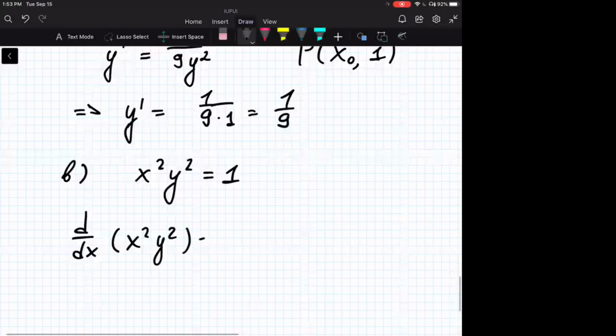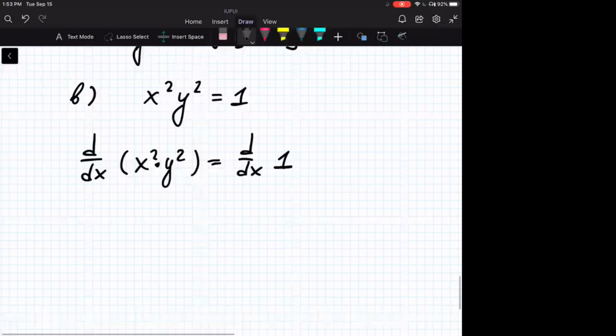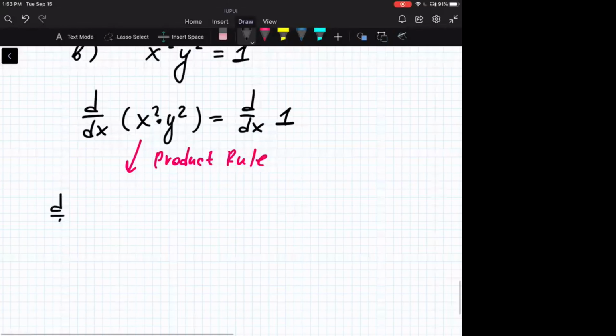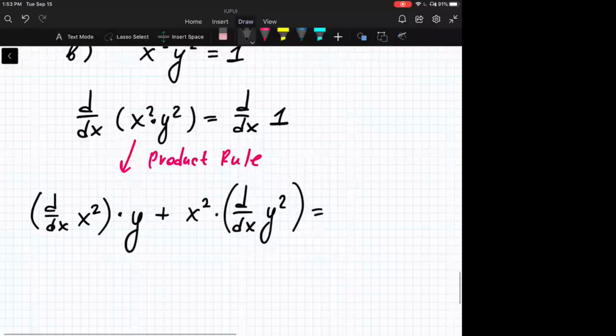Y squared, which is again the derivative of 1 on the right hand side. And here I have a product, right? I have two functions and the product of them. So I should use the product rule, right? That will give me the derivative of the first times the second plus the first times the derivative of the second one. And on the right hand side, I have 0.